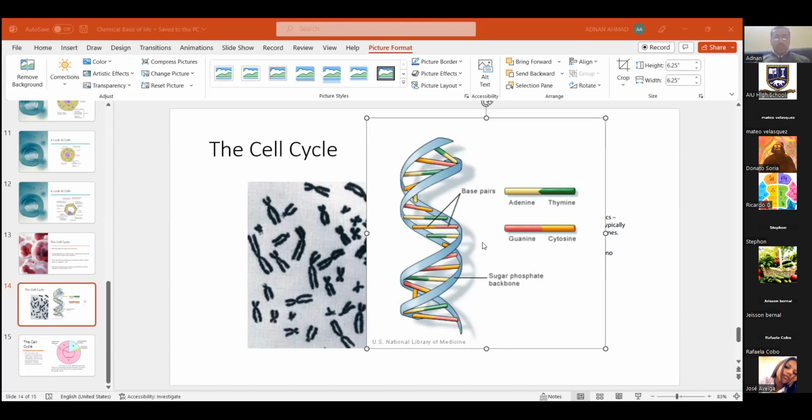And what do we mean by genetic information? For example, if your father has blue eyes, you may see blue eyes in your offspring, in your siblings as well. Or if your mother has green eyes, your siblings may have green eyes.